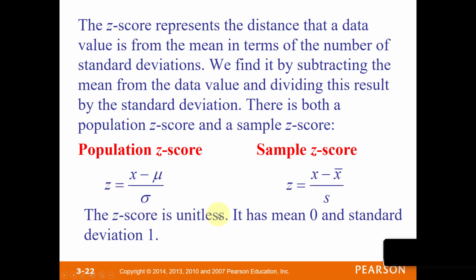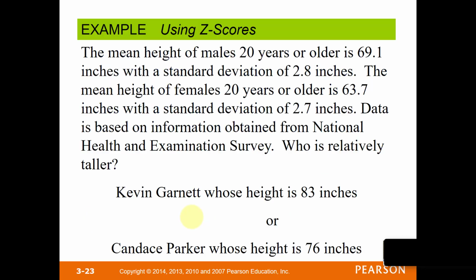The z-score is unitless. It has mean 0 and standard deviation 1. Don't really worry about this right here. This will be important when we get to chapter 7 when we talk about something called standard normal. This last sentence right here about the mean being 0 and standard deviation 1 will not be important to us until we get to chapter 7. All you have to do right here is understand that the z-score is unitless. It just tells us how many standard deviations it's required to move above the mean to get to a data value, or how many standard deviations it's necessary to move below the mean to get to a data value.